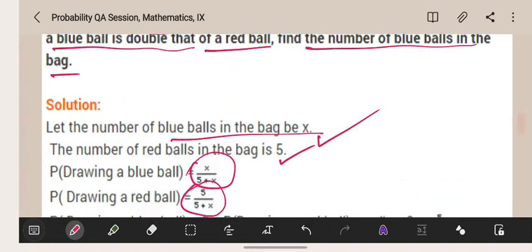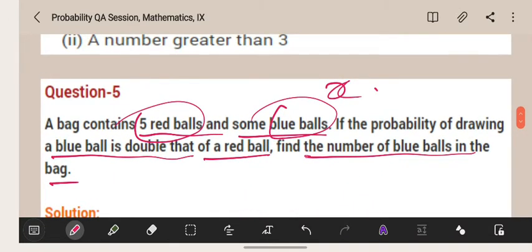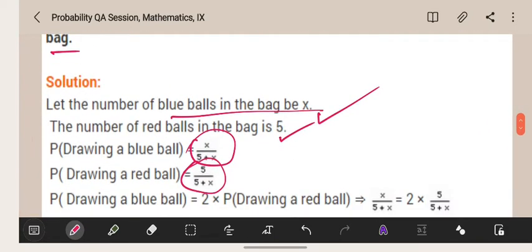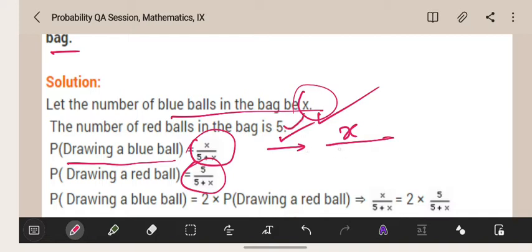How is that possible? So we need to check the next part of the question, that is, the probability of drawing a blue ball is double that of a red ball. Find the number of blue balls in the bag. It is already given. Okay, so if you see here, class, P of drawing a blue ball, that means what? Number of blue balls is x upon the total number of outcomes. Total number of outcomes means what? 5 plus x together, the total number of balls. So 5 plus x. The same thing is written here also.